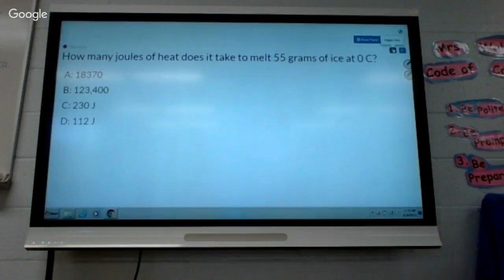How many joules of heat does it take to melt 55 grams of ice at 0 degrees Celsius?